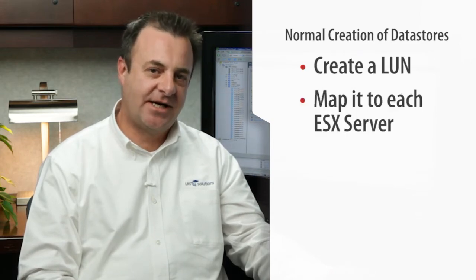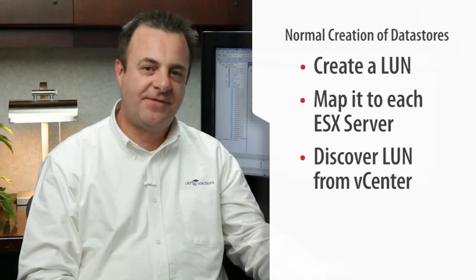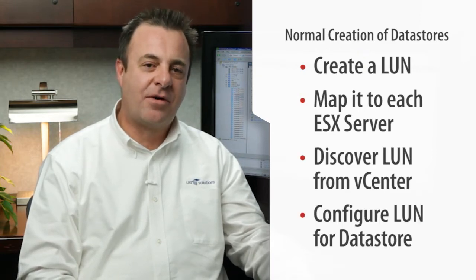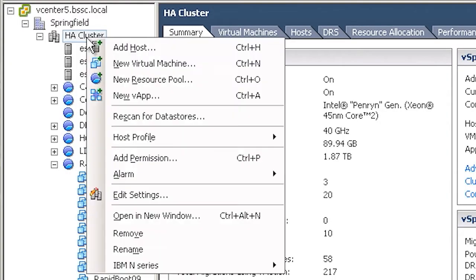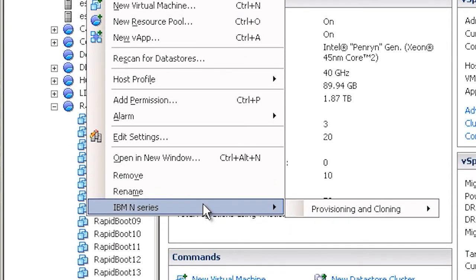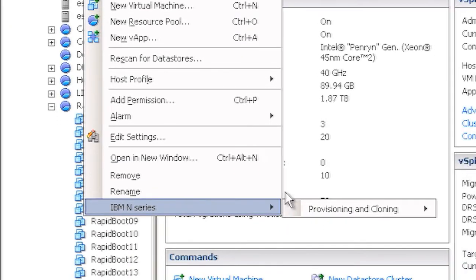In normal terms of creating data stores, what you normally have to do is actually go and create a LUN, map it to each of the ESX servers. Then you'd have to come to vCenter and go discover that LUN and then configure that LUN for data store. From my HA cluster, I right-click on that and there's an option now called IBM N-Series.